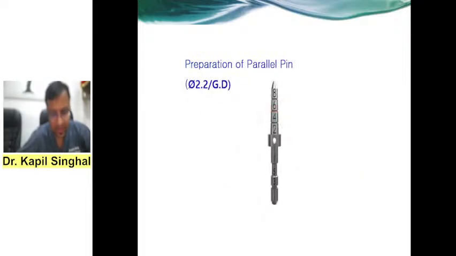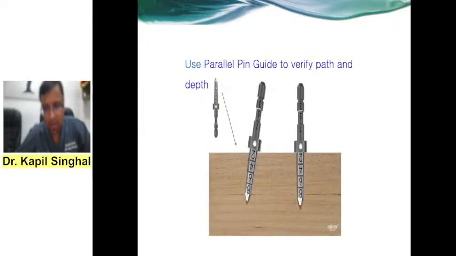Now what do you see here in the image? They can ask you, this is a paralleling pin. From the paralleling pin you come to know the angle of your drill. If you are drilling in a wrong angle, you will just put this paralleling pin in the bone and you will come to know that the angle of your drilling is wrong.